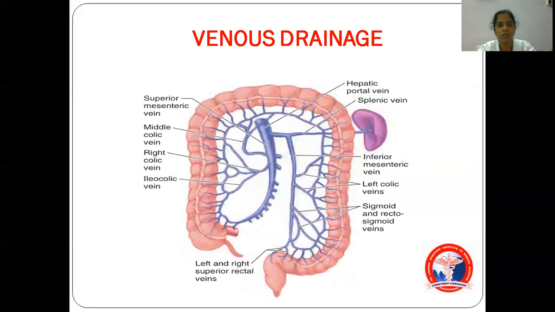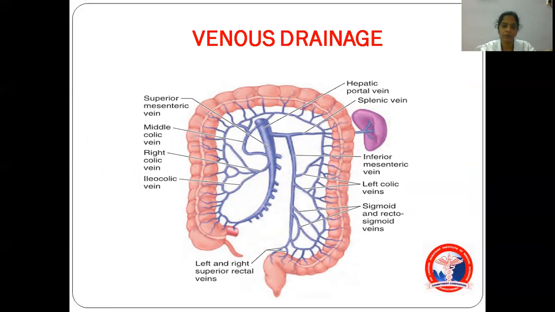Now we'll see about the venous drainage. Here in this picture you can see this is the cecum. So we already know about the ileocolic vein. So the cecum drains into the ileocolic vein. Finally it reaches the superior mesenteric vein. The superior mesenteric vein joins with the splenic vein, that forms the portal vein. Okay, so the ileocolic vein drains the cecum.